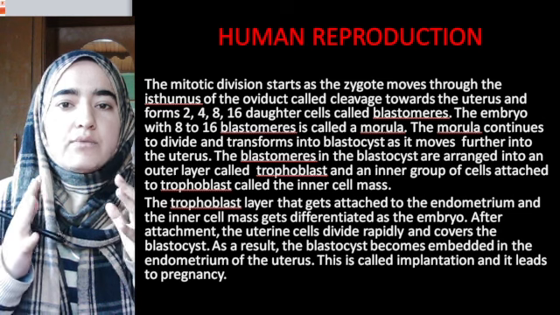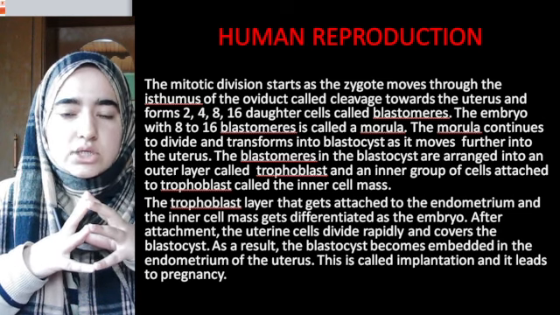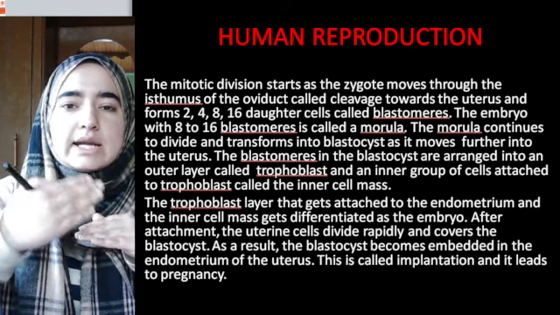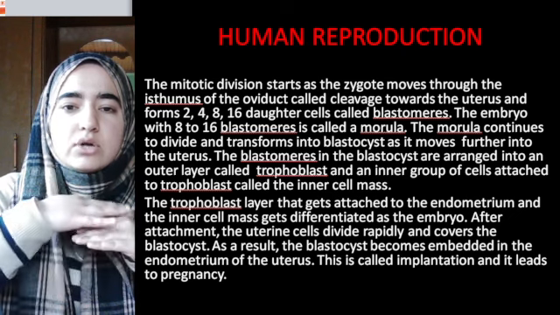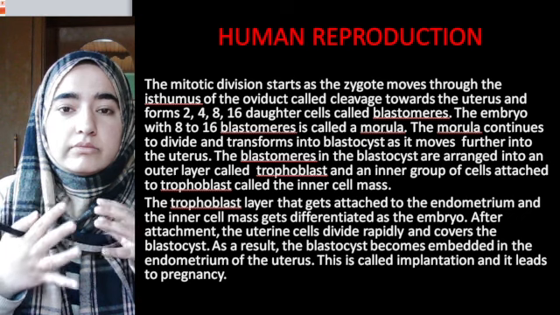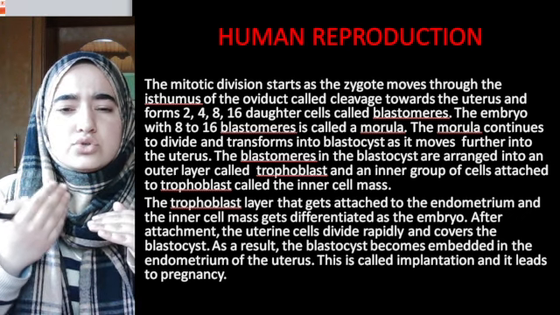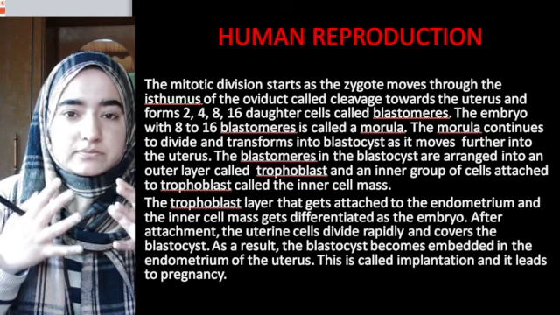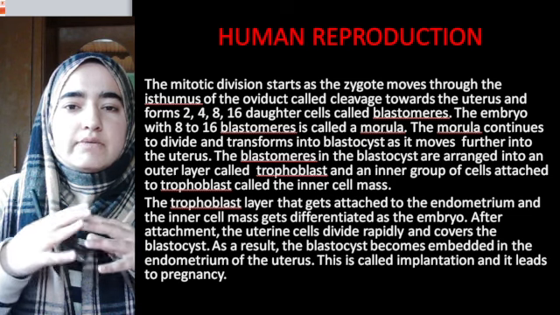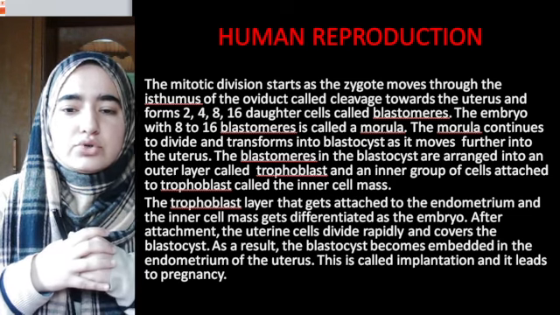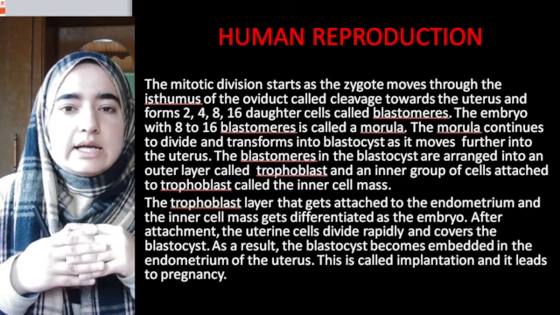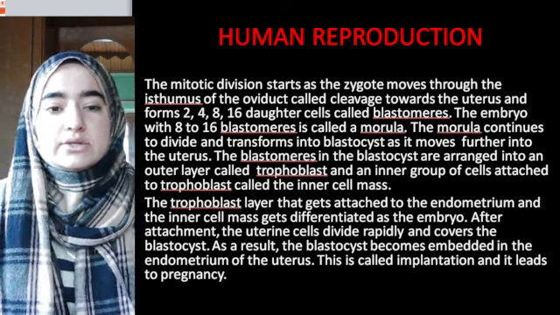Implantation simply means when the trophoblast layer gets attached to the uterine wall, and after that, uterine cells divide rapidly in order to cover this trophoblast, this outer layer, so that most miscarriages are avoided. That is termed implantation, when uterine cells cover the whole trophoblast layer, inside which we have the inner cell mass. They will cover this, and it will lead to implantation, which eventually leads to pregnancy.